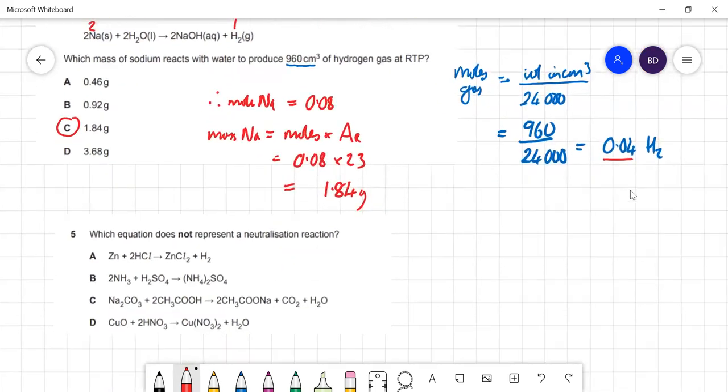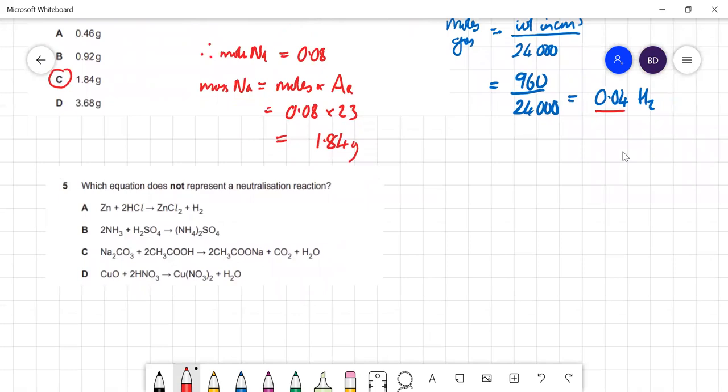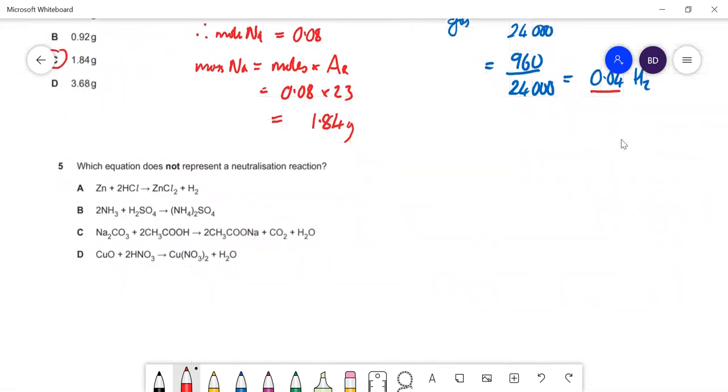Okay, now number 5 is a bit tricky. Which equation does not represent a neutralization reaction? In a neutralization reaction, we need a base, which is a proton acceptor, reacting with an acid, which is a proton donor.